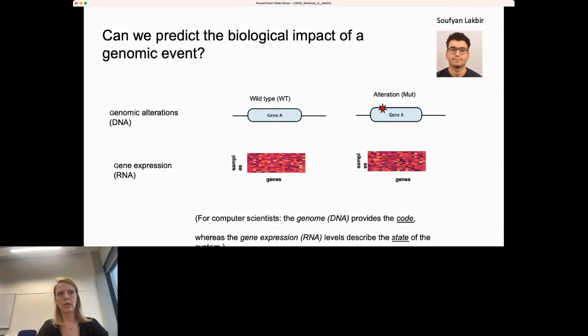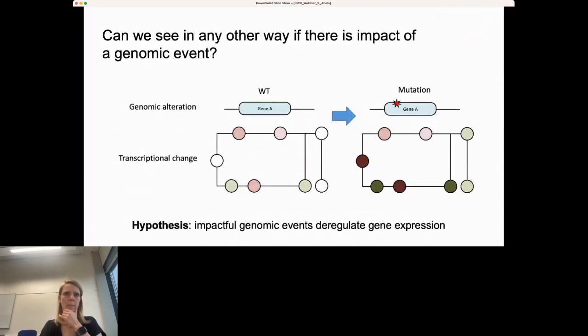But we're not looking only at gene A here in the gene expression data. Now we're actually looking at the entire system. And so our hypothesis is that an impactful event, and that is specifically true in tumor biology, will dysregulate the entire system a little bit. Maybe not hugely, but a problem in gene A will actually have a trickle-down effect on the entire system. So we assume that, and then we're asking, can we see that in the data?